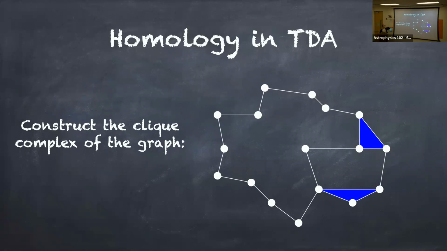So here you can see we've got lots of 2-cliques. These are just edges in the graph. But we've also got 3-cliques, and these 3-cliques form a triangle. So we've added these triangles into this graph, into this complex, and this gives us the clique complex of the graph.